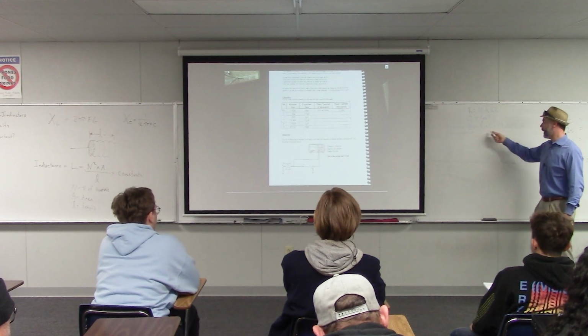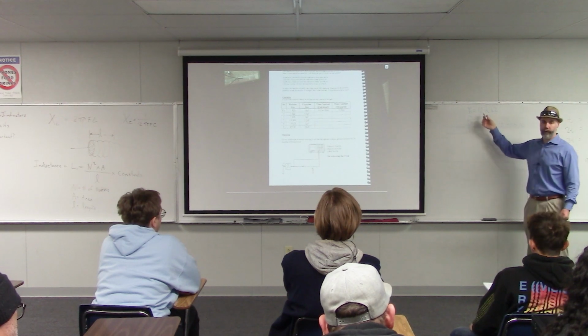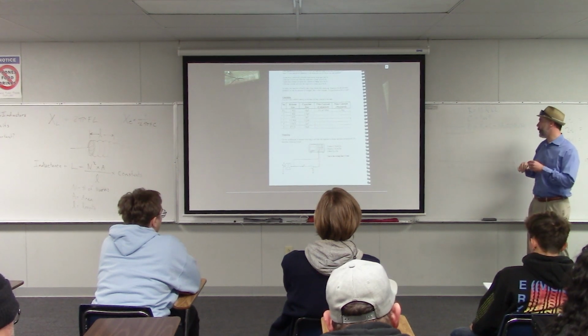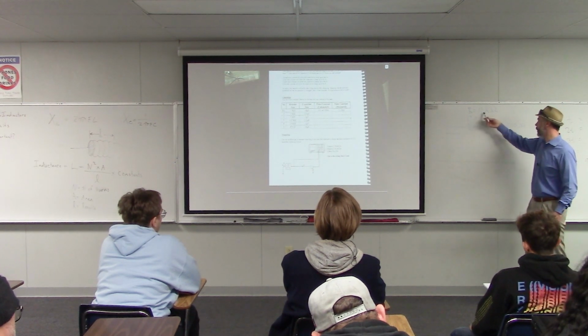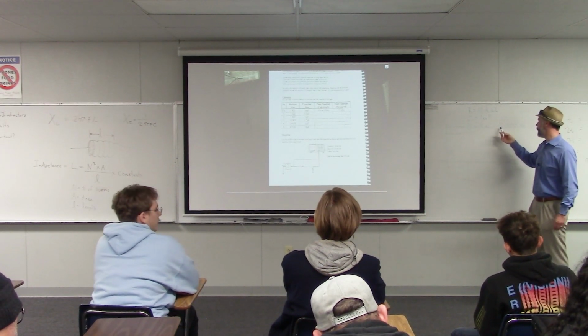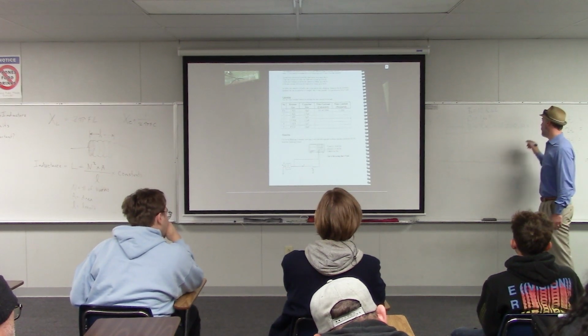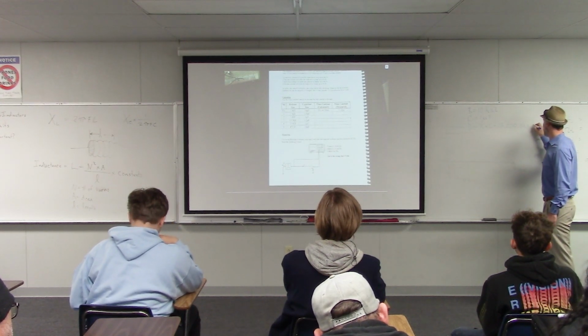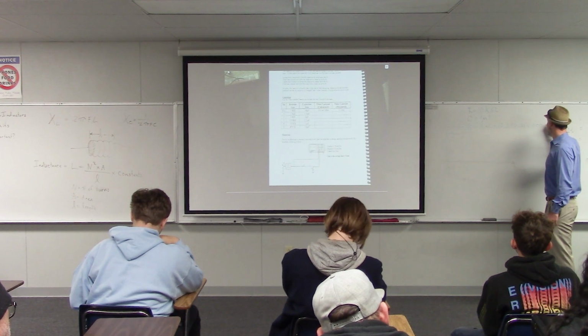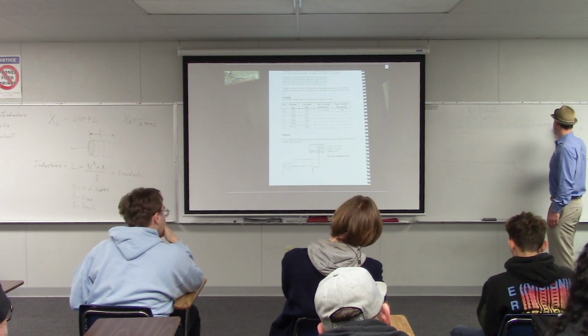Remember, when you're doing calculations, you always want to convert to raw units before you do the calculation. So I'm not going to leave this as kilo ohms. I'm going to turn that into ohms. So that's 10,000 ohms. And then a microfarad is 0.000001 farads.